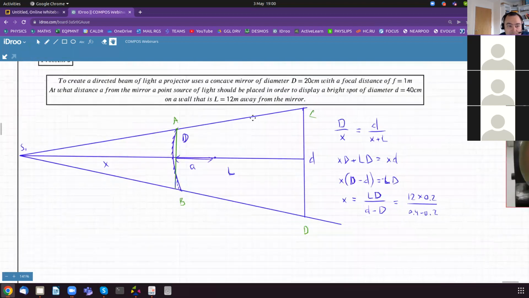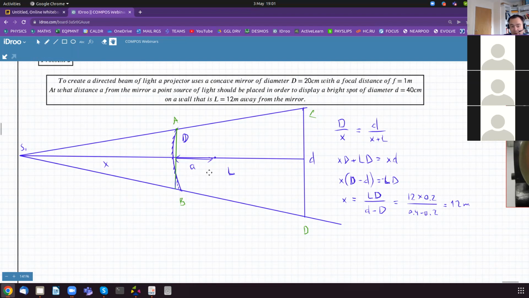Yeah, remember, diameter D is 20, but D is 40. So we can find the distance X, and it's going to be 12 meters. Funnily enough, it's going to be exactly the same distance, the position of the image is 12 meters.